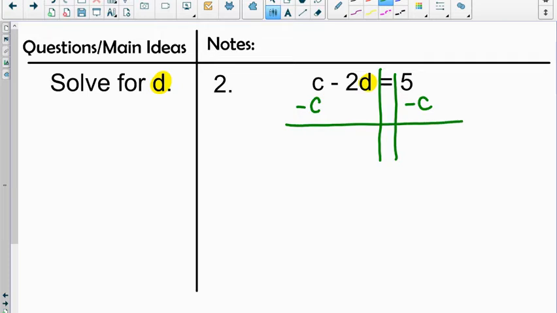Let's see what we're left with. C take away c is 0. And when I bring down the 2d, I have to be careful to remember it's actually negative 2d. On the right-hand side, I have 5 minus c, which I cannot combine because they're not like terms. I have to leave it as just 5 minus c.